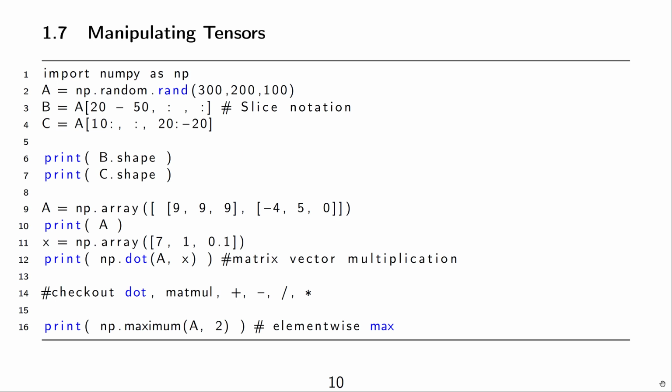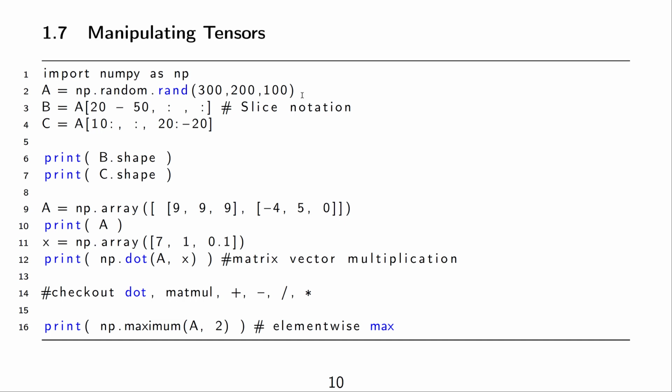Next, we want to think about manipulating tensors. This is somewhat beyond the scope of this class. I will just drop a few hints. So, importing NumPy as np, discussed before, and here I generate a random rank 3 tensor that has 300 times 200 times 100 elements.